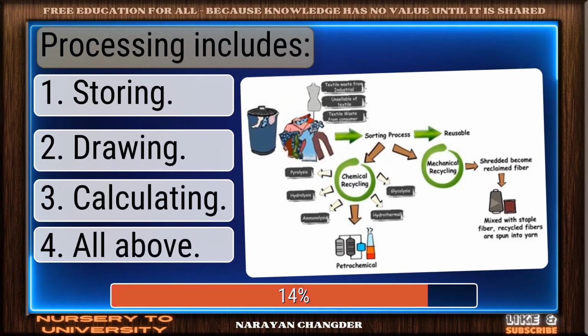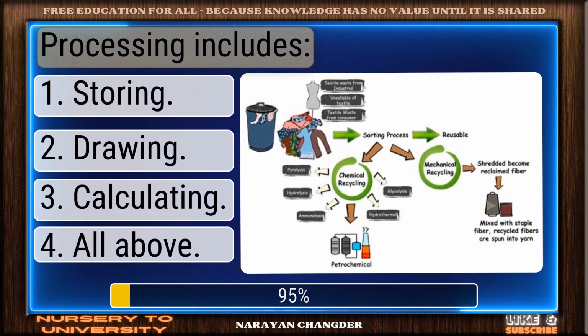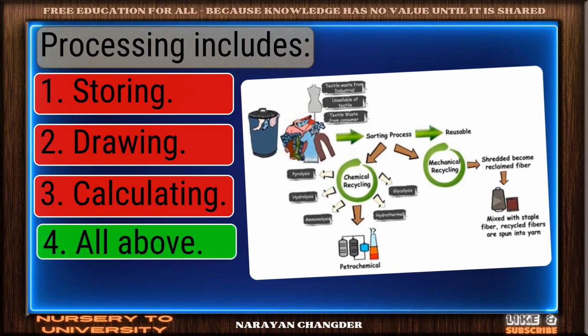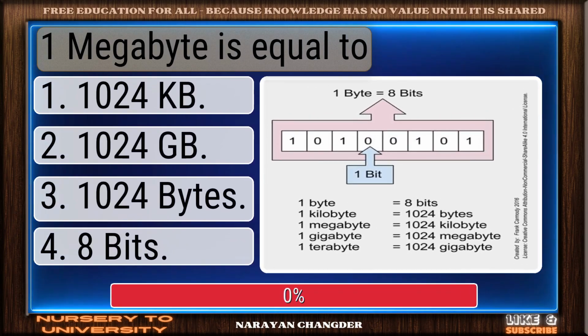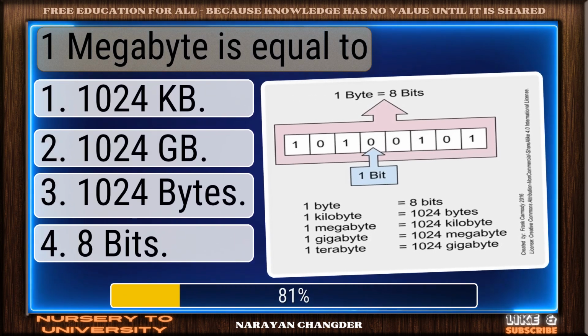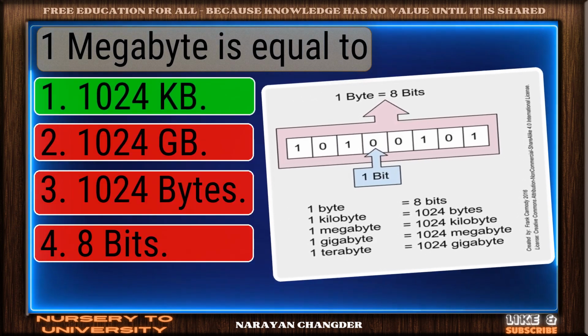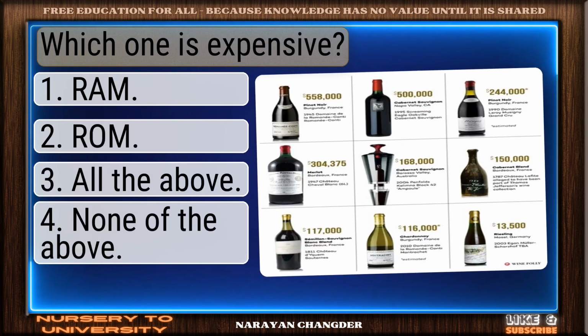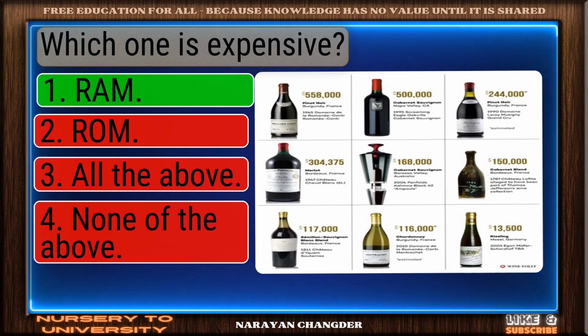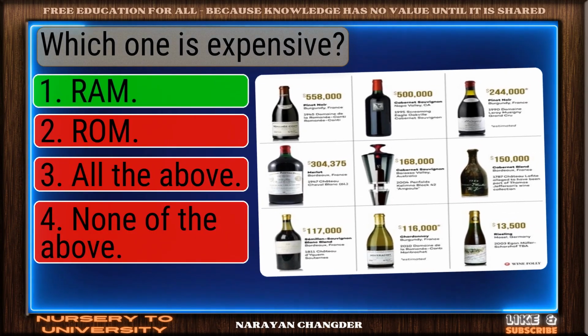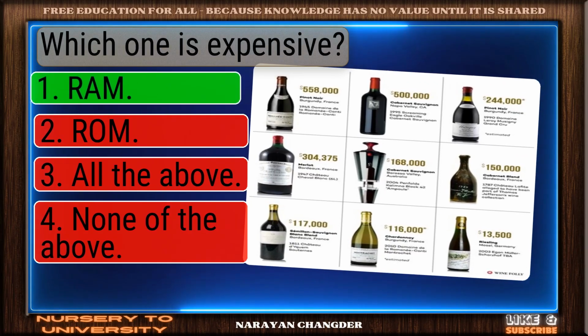Processing includes. Perfect. All above is the correct choice. 1 megabyte is equal to. On track, 1024 KB is the correct answer. Which one is expensive? Good job. Your answer RAM works well here.